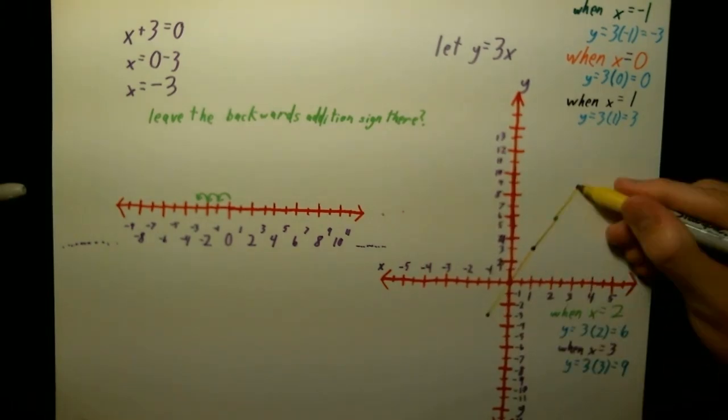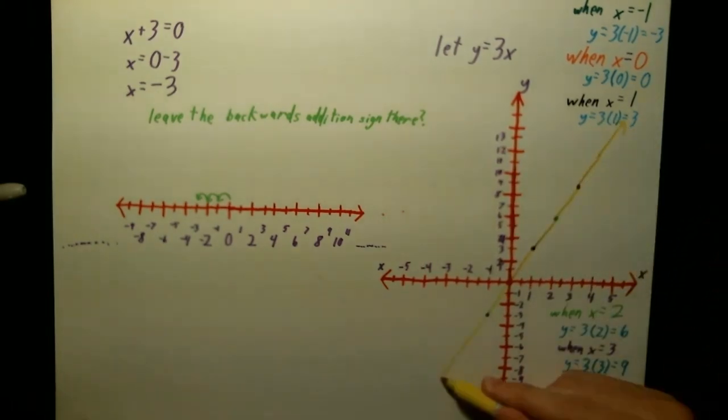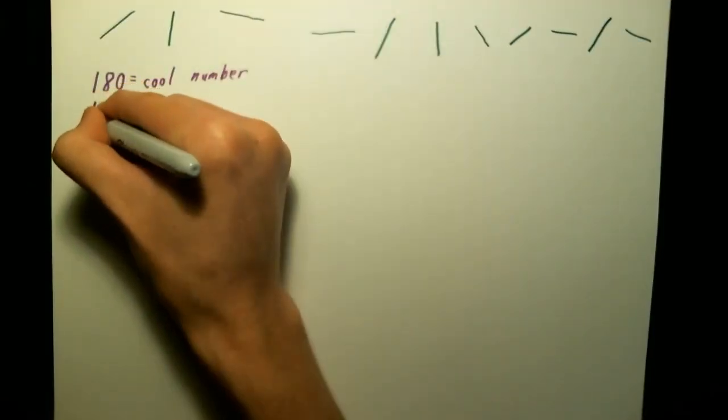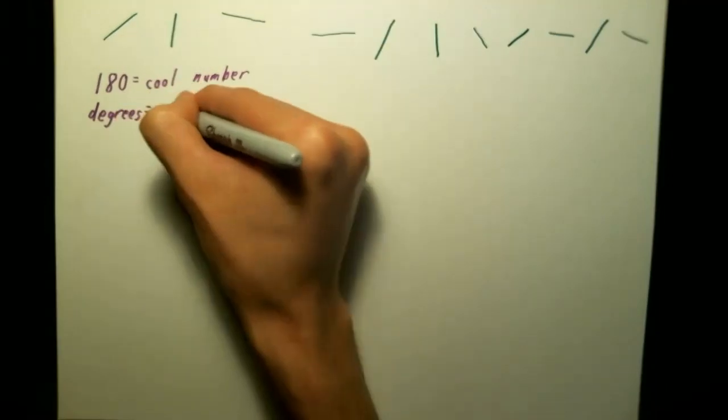When x equals 0, y equals 0. When x equals 1, y equals 3. When x equals 2, y equals 6. When x equals negative 1, y equals negative 3.